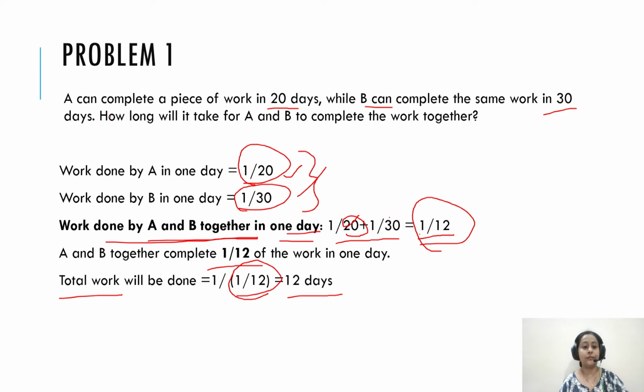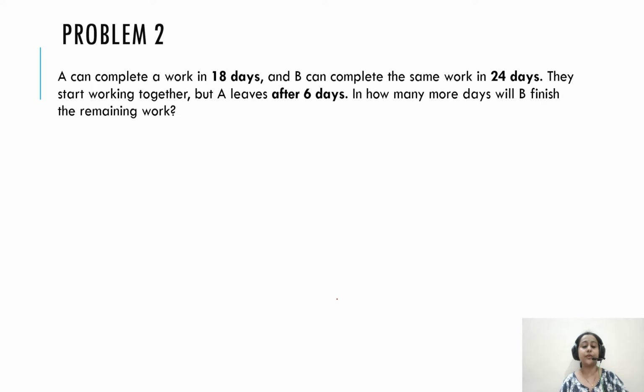So in this kind of problem, first we need to find out the individual efficiency rate, that is, how much they can complete in one day. Then we have to take the summation. Once we know what portion of work they can complete together in one day, very easily we can find out the total duration by taking the reciprocal of work completed in one day. So 12 days is the answer here. Let's move to the next problem.